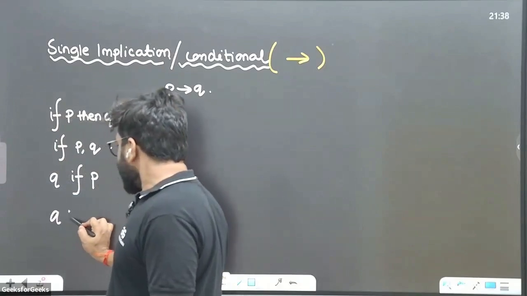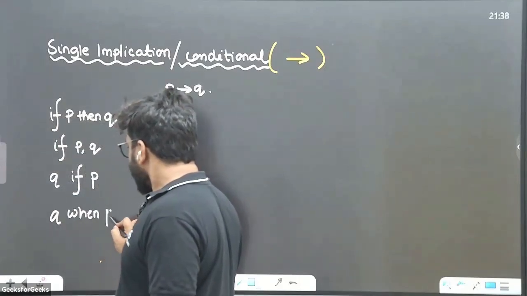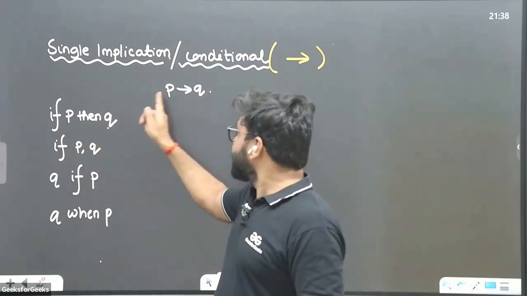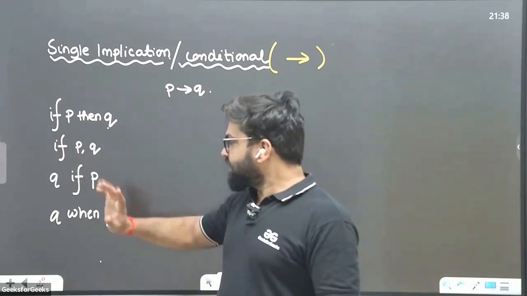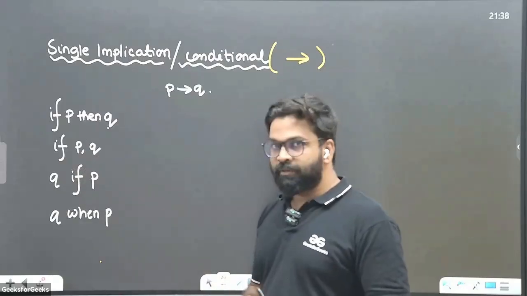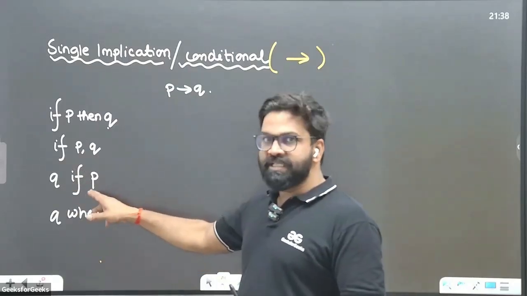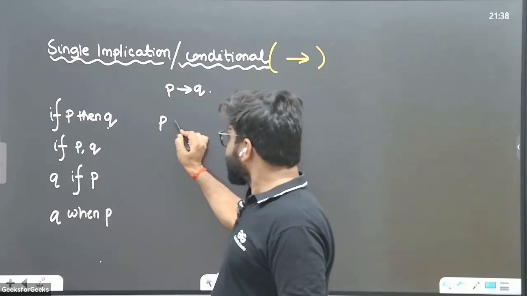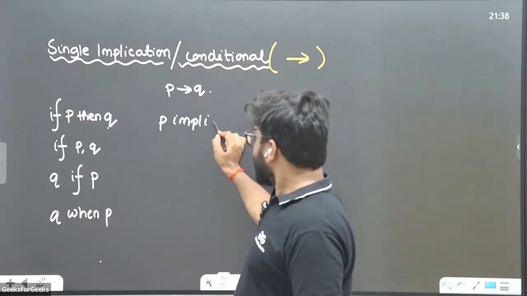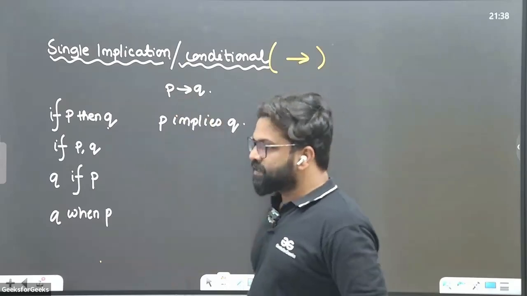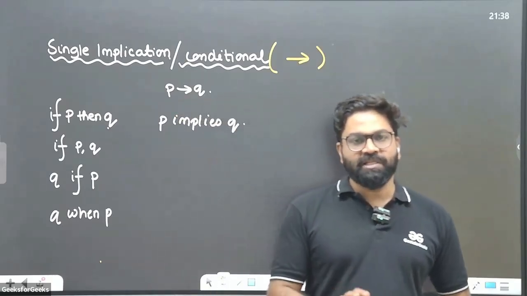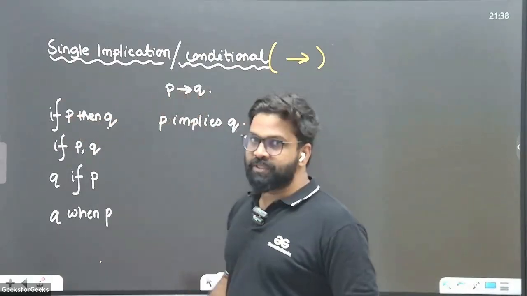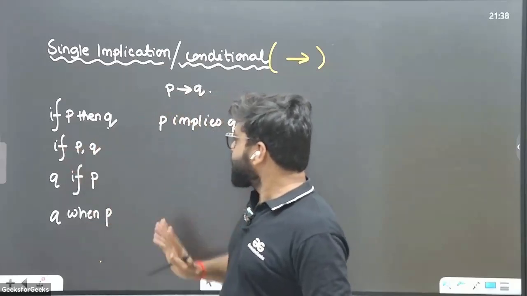Or whenever you see different types of this, you do not have to do anything. Whenever you see this statement, you have to use P implies Q. Whenever you see this statement, if P comma Q, then you have to use this statement. Here, Q if P, whenever you see this statement, you have to use P implies Q. I mean, this statement, Q when P, or whenever you see P implies Q, then you have to use this statement. You do not have to do anything. You just have to use this.